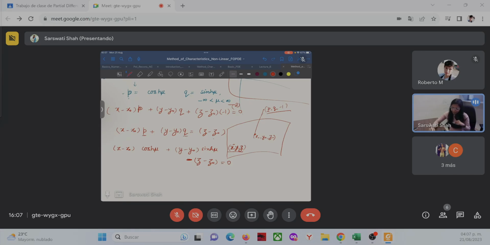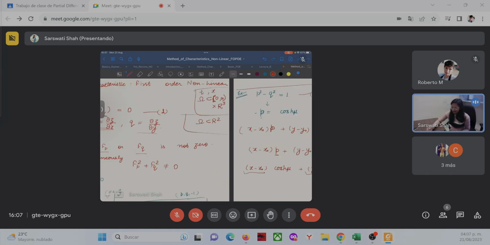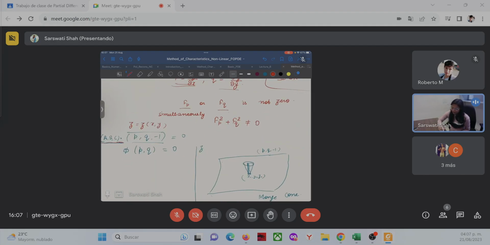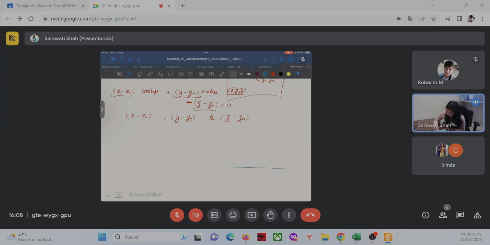So let P be the vertex and Q be any point on the generator. Since this is a non-linear partial differential equation, P is a vertex and Q is any point on the generator of the cone, then the direction ratios of the generator are this vector field. So the direction ratios of the generator are x minus x naught, y minus y naught, and z minus z naught. Now the direction ratio of the axis of the cone is parallel to the x-axis. So let me plot this first. This is z, this is y, this is x, and this is O.